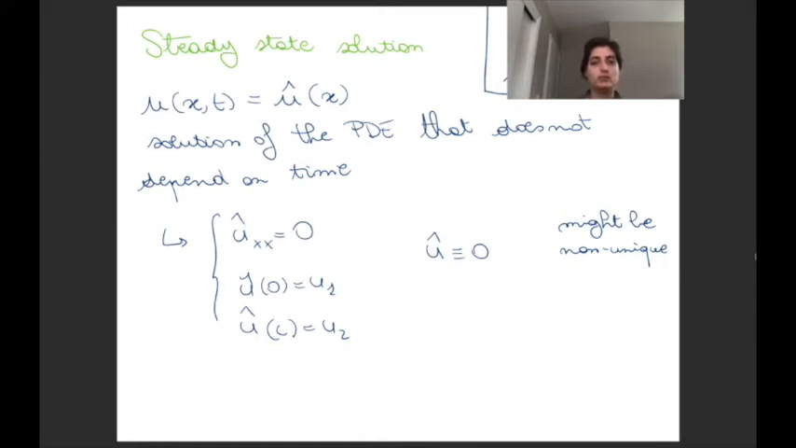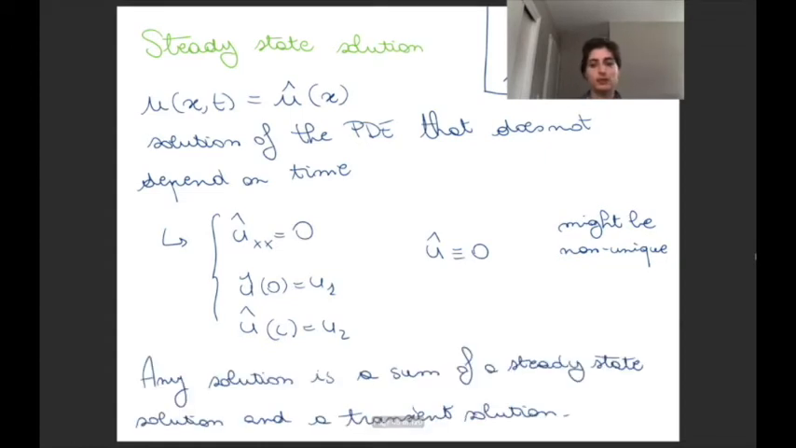In general, steady states outside of the heat equation might be non-unique. In the case of the heat equation, any solution is a sum of a steady state solution and a transient solution. Transient means that it passes over time. You start in some situation and you have a transient solution that brings you from that situation, that initial condition, towards the steady state. And once you reach the steady state, usually at infinity, then you stick there forever.